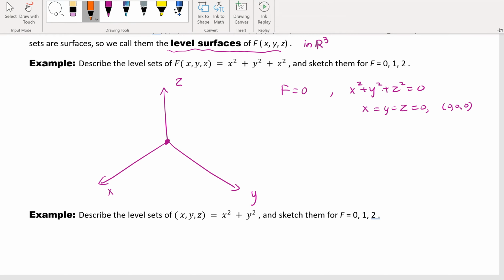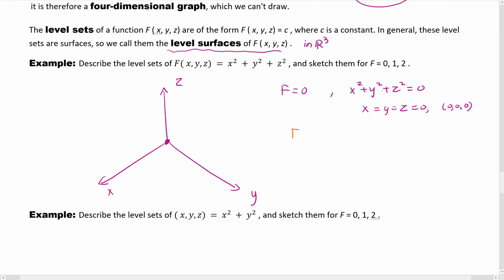And now, what happens when f equals 1? Then we have x squared plus y squared plus z squared equals 1. This is a sphere with radius 1. So let's draw it. Okay, it looks like that. It's a sphere with radius 1.